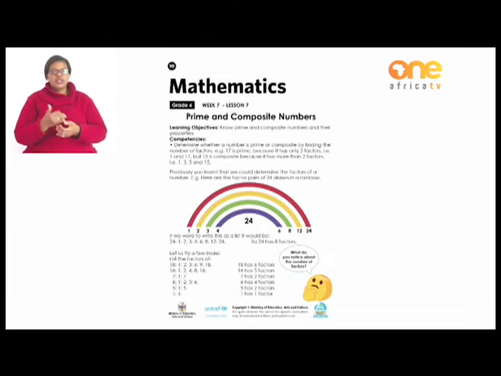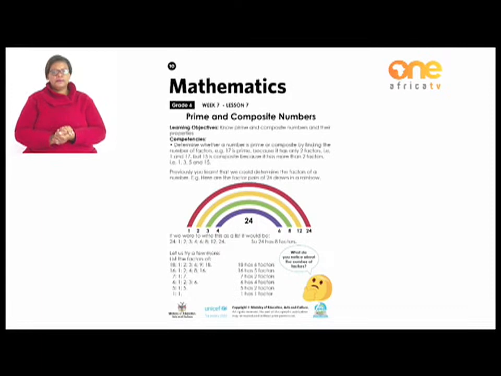Now, the reason why we are talking about factors is because this whole topic of prime numbers and composite numbers has to do with factors. And we are going to look at a couple of factors now. So, let's look at the list of numbers below. So we have 18, 16, 7, 6, 5, and 1.